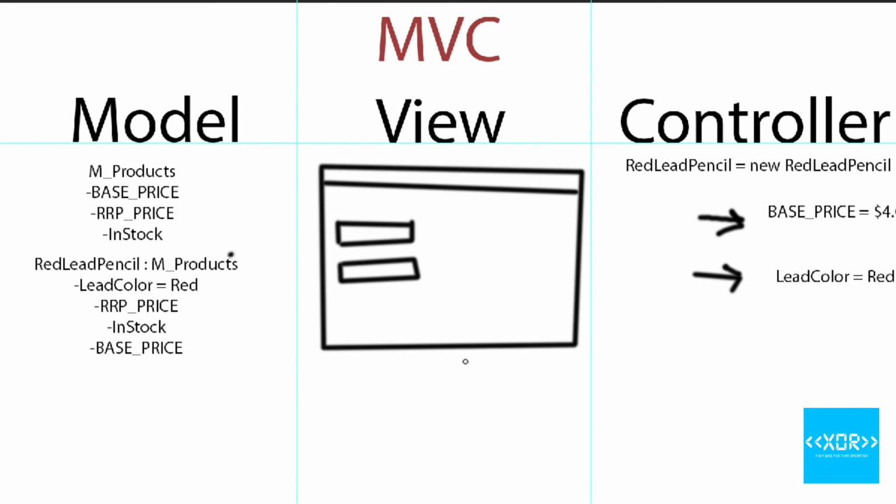Now, this view will be strongly typed. This means that this view is expecting a model type of a red lead pencil, meaning it can access properties. It knows about the properties of a red lead pencil, right? Now, let's just say that this column right here is for displaying a base price.